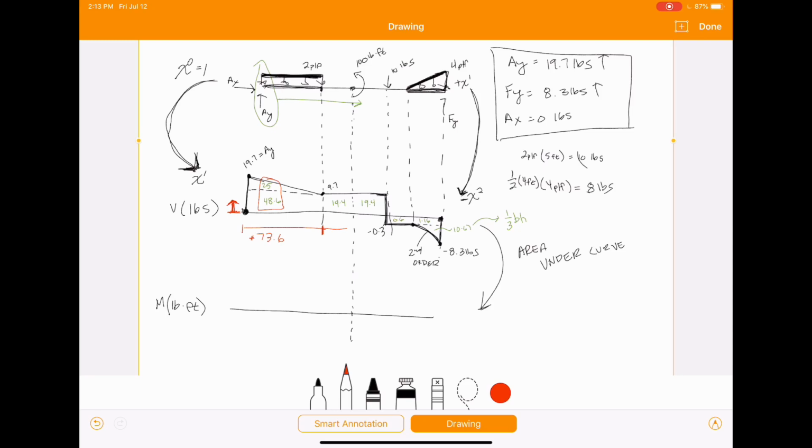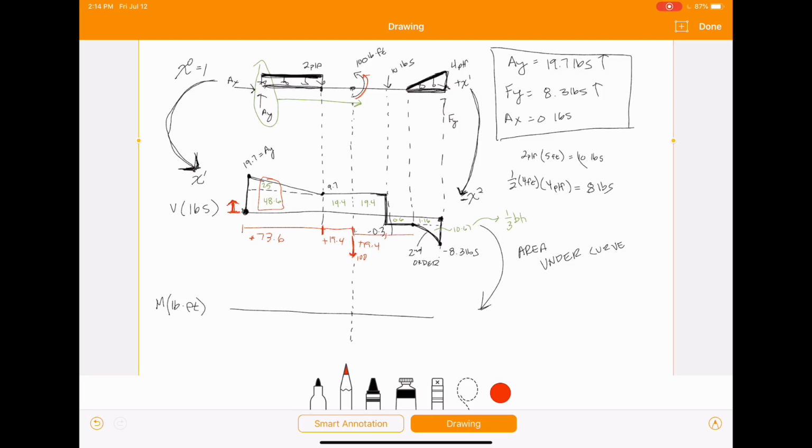And then between here and here, it's going to change by 19.4. Again, that's positive. Same with here. But remember, between these 19.4, we have our concentrated moment. So it's going to bump it down 100. And the reason it's down is because this is going counterclockwise. If it's going clockwise, it'll bump it up. But this is going counterclockwise, so it bumps us down 100.